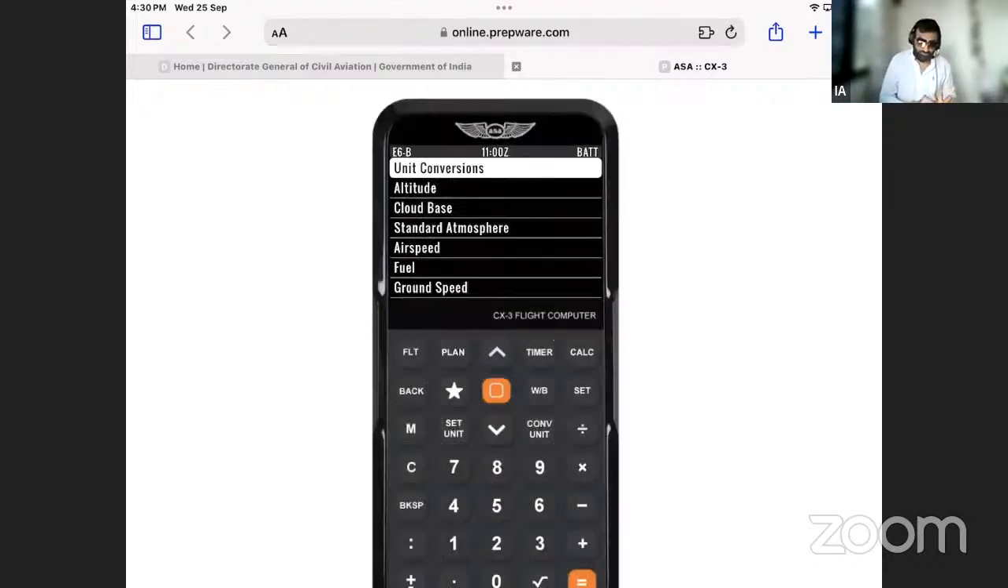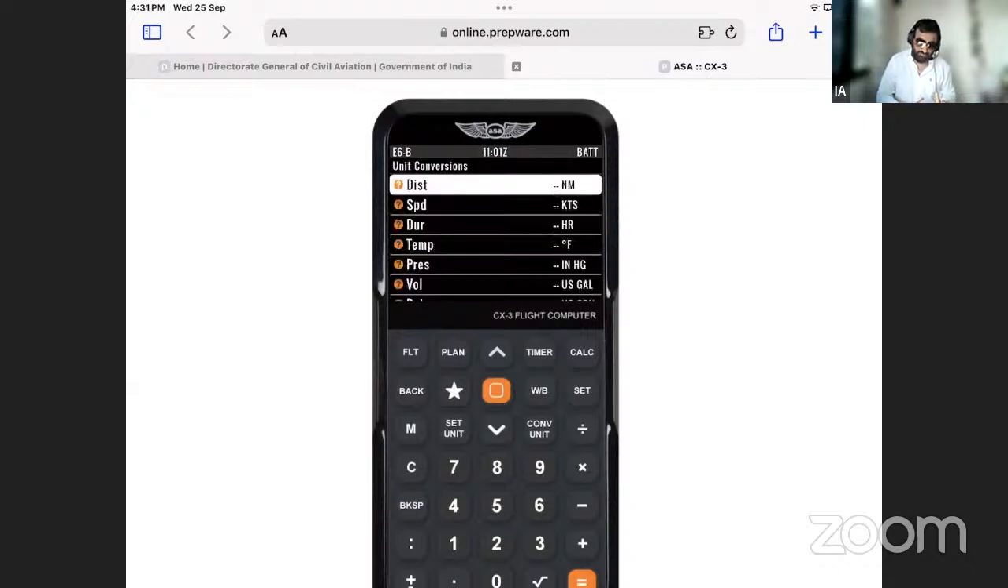It's very simple. Just be careful with your steps and be careful with your units. I'm on unit converter. I'm pressing the center orange button. Then nautical mile to kilometers, right? So what will I do?